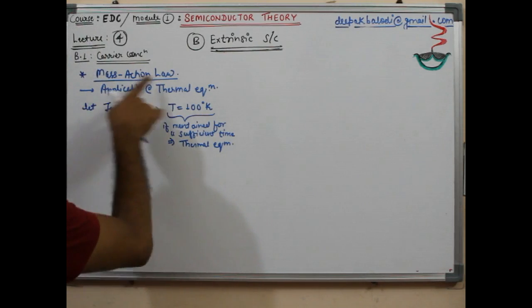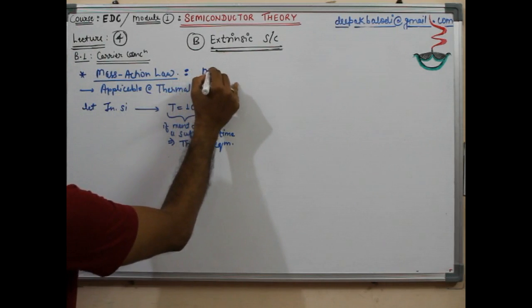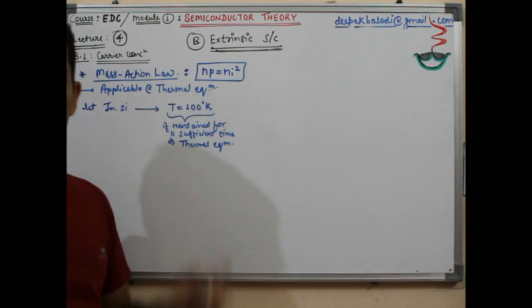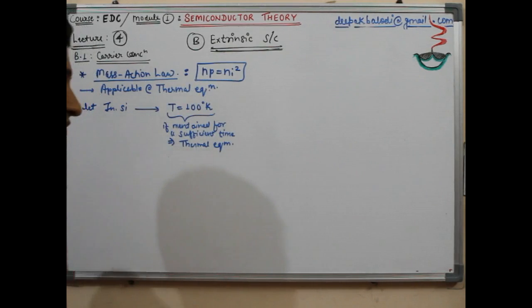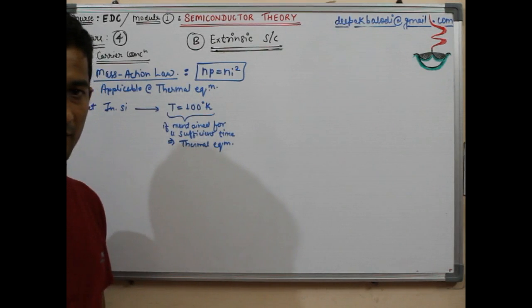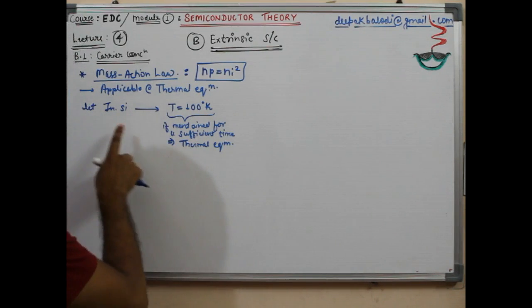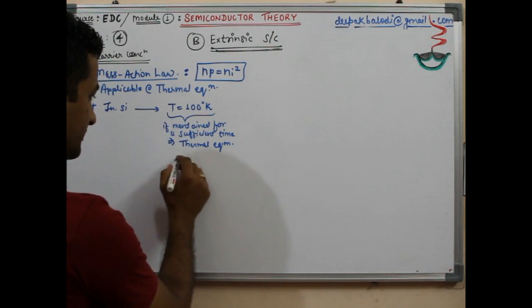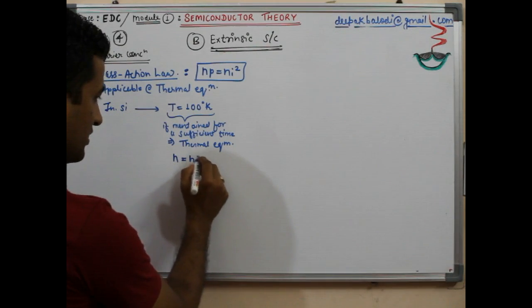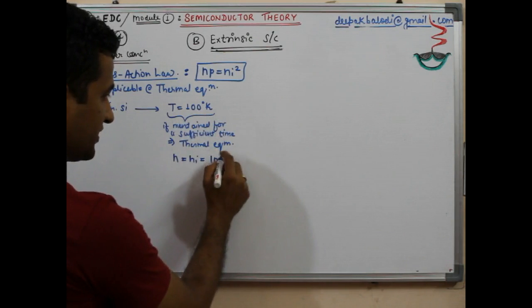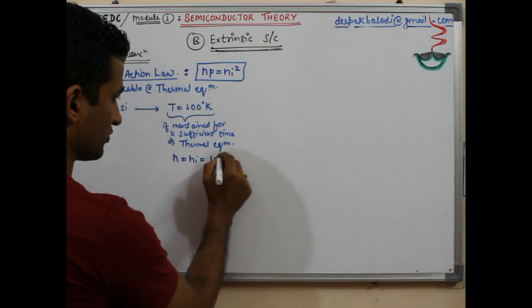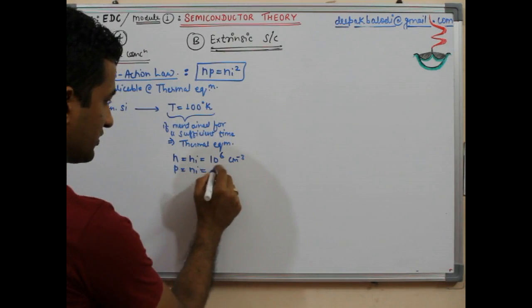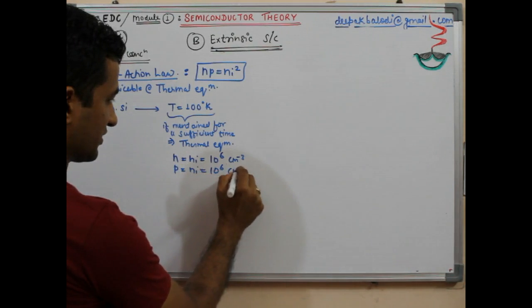And we know what the mass action law is for thermal equilibrium. It says N into P is equal to Ni square, that we have already seen. But this is strictly applicable in the cases of thermal equilibrium, and that's what we are just trying to understand. So let's say we start from this, and 100 degree Kelvin is maintained for a long, long time, and in that case, N will be, Ni will be, let's say, I'm not sure about this figure, I'm just expecting something around 10 to the power 6 per centimeter cube, and P is equal to Ni is equal to 10 to the power 6 per centimeter cube.